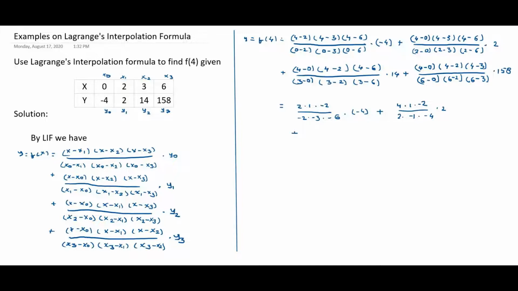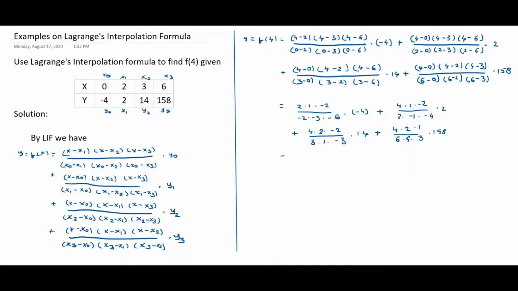Now the third term: plus 4 minus 0 is 4, into 4 minus 2 is 2, into 4 minus 6 is minus 2, divided by 3 minus 0 is 3, into 3 minus 2 is 1, into 3 minus 6 is minus 3, multiplying with 14, plus the last term: 4 minus 0 is 4, 4 minus 2 is 2 and 4 minus 3 is 1, divided by 6 minus 0 is 6, 6 minus 2 is 4, into 6 minus 3 is 3, into 158.